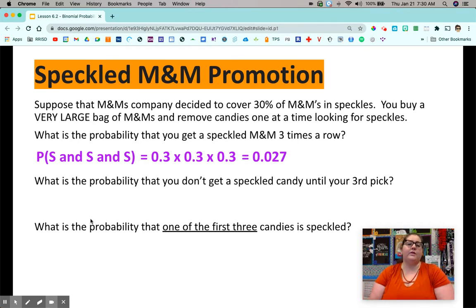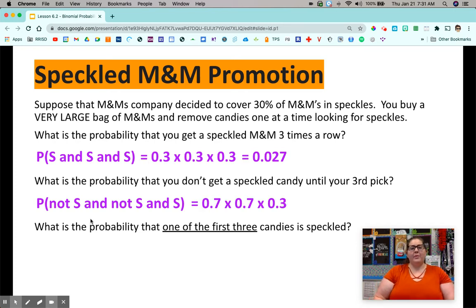Secondly, what's the probability that we don't get a speckled candy until our third pick? So that would mean we get not speckled, and then finally on the third one, we get a speckled. So not speckled and not speckled and speckled. So again, we multiply. If the probability of a speckled M&M is 30%, or 0.3, we know the probability of not getting a speckled M&M would be 1 minus 0.3, which is 0.7. So 0.7 times 0.7 times 0.3, which gives me 0.147.